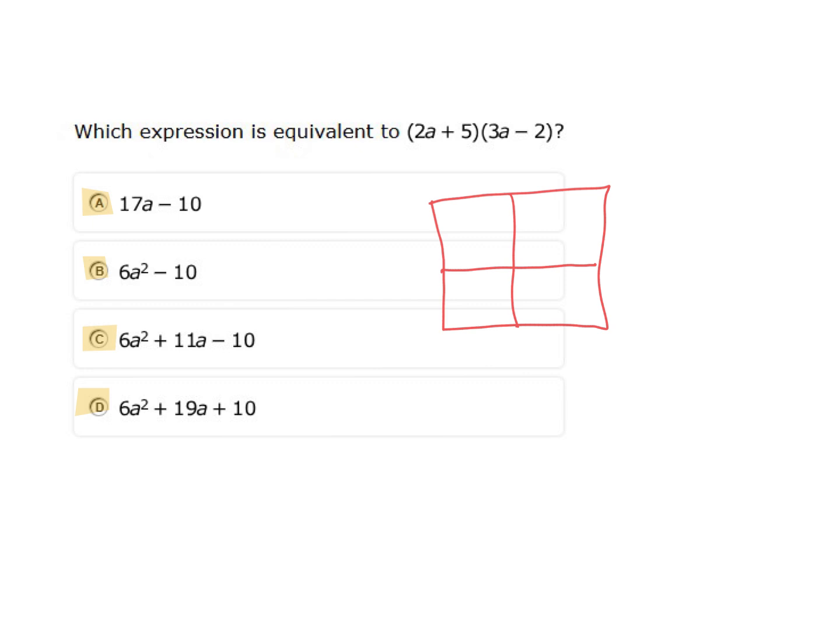Okay. So on top, I'm going to write my 2a plus 5. On the side, 3a minus 2. And now I'm going to multiply my boxes. So my first box, I have 3a times 2a. Well, that is 6, and I have two a's, a squared. My second box, I have 3a times 5, which is 15a. And now I'll go down to the bottom row. Negative 2 times 2a is negative 4a. And negative 2 times positive 5 is negative 10.